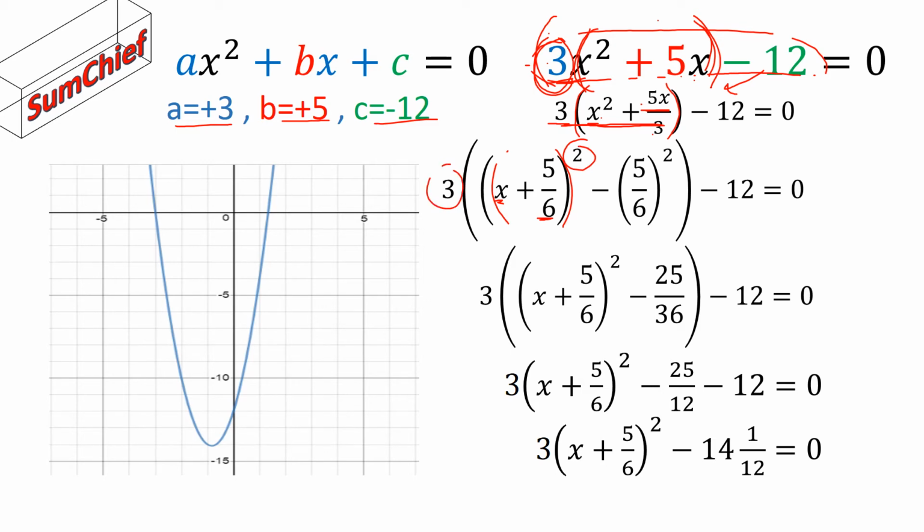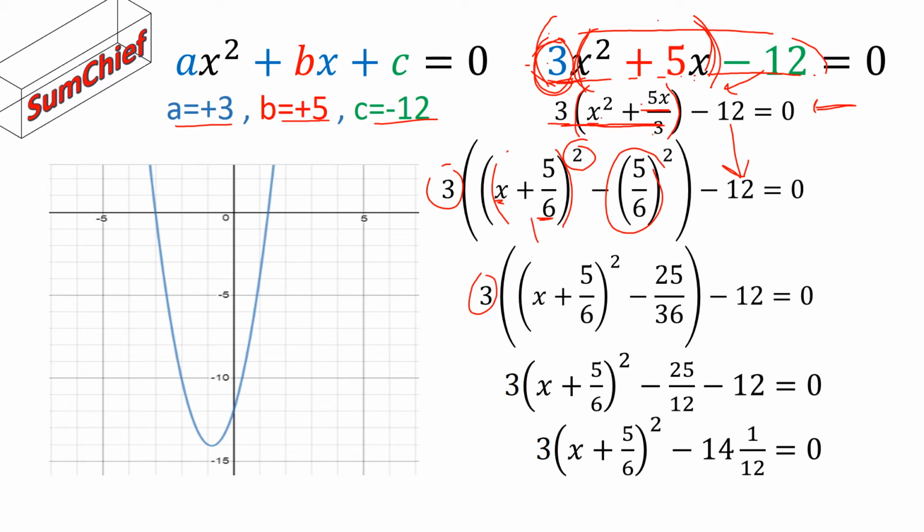And this 5 over 6 here, we then need to subtract that amount to get back to the original value. Because if we didn't do that, as I mentioned before, we've changed the value. So this just puts the value of the quadratic back to normal. So subtract 5 over 6 squared, and then the minus 12 carries on there. So now we just simplify it a little bit more again. So again, the 3 stays where it is.